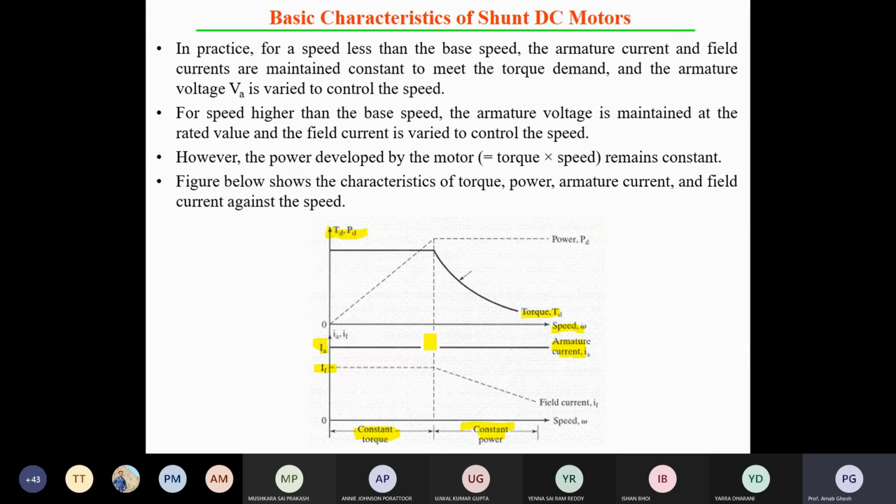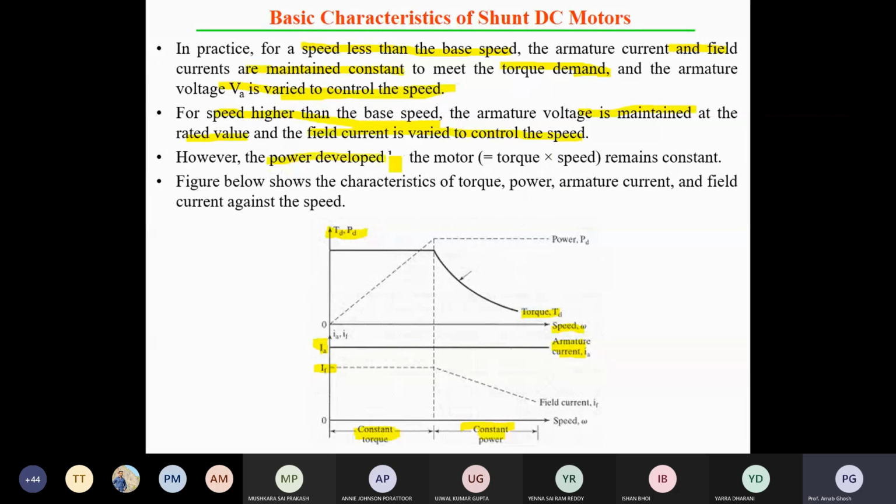In practice, for speed less than the base speed, the armature current and the field current are maintained constant. Why is it constant? That I am telling you. The flux is more or less constant to meet the torque demand, and the armature voltage VA is varied to control the speed. For speed higher than the base speed, the armature voltage is maintained at the rated value, and the field current is varied to control the speed. However, the power developed by the motor, equal to torque into speed, remains constant.